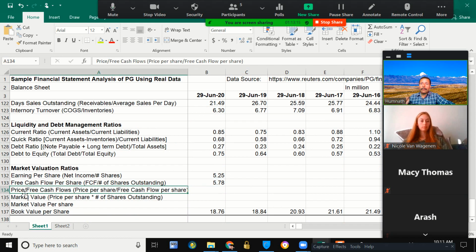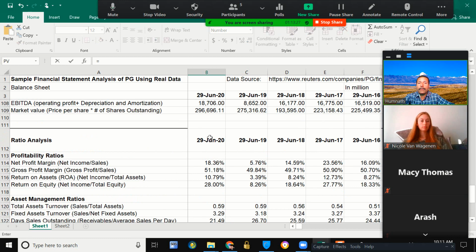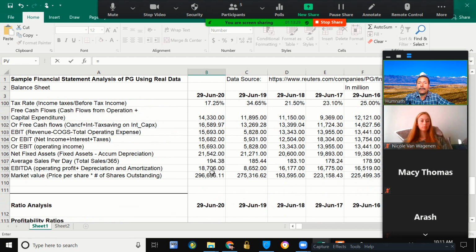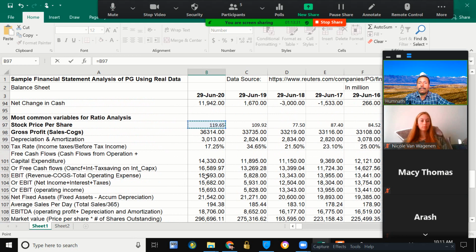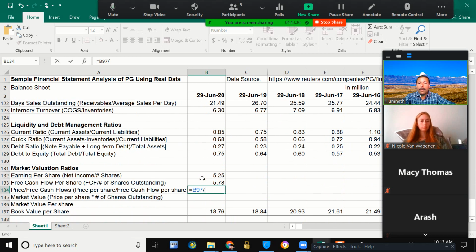Price divided by free cash flow. This is price per share divided by free cash flow per share. Just look at the formula: price per share, which we collected from Yahoo Finance, you divide by the free cash flow per share, right? Free cash flow per share right here.